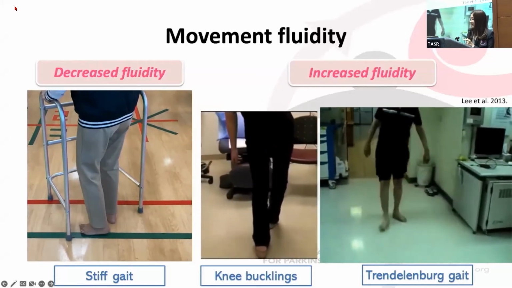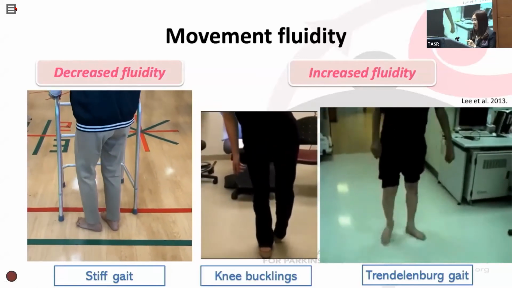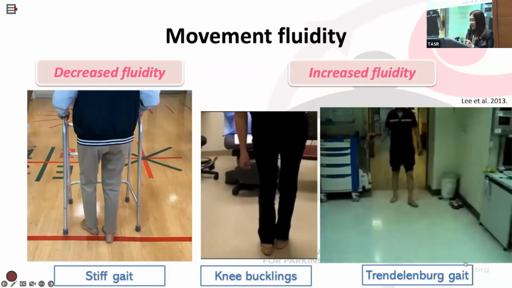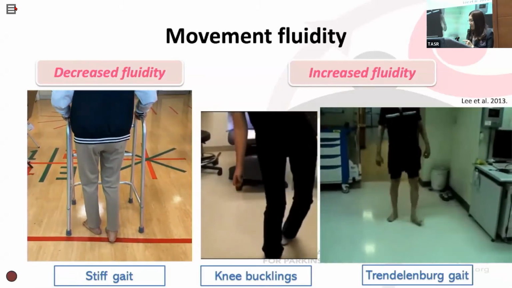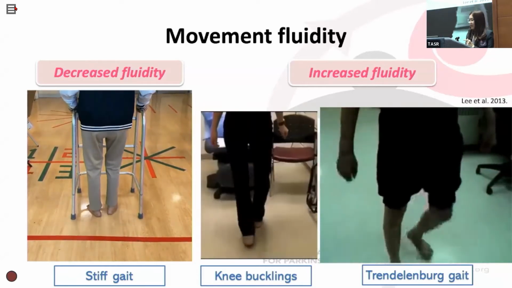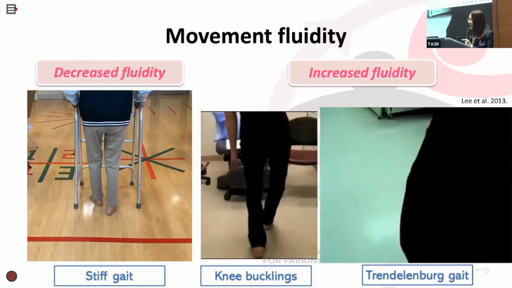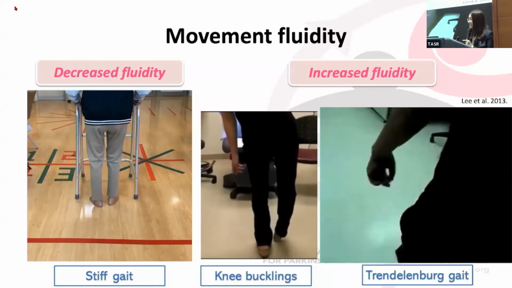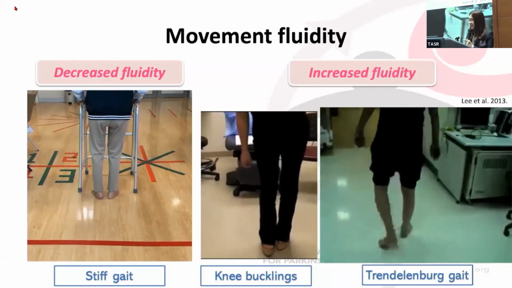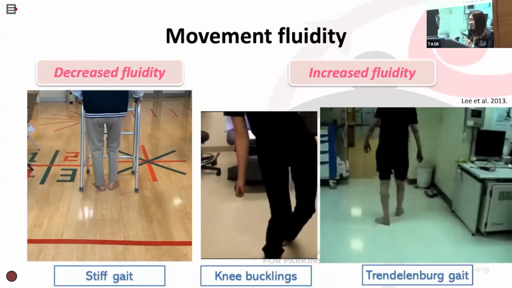Increased fluidity can be found in psychogenic gait, also known as knee buckling. This is a sign which is very specific to psychogenic gait. Increased fluidity can also be found in other types of gait, like the Trendelenburg gait. The patients have fluidity of the pelvis when they walk because they have proximal muscle weakness.